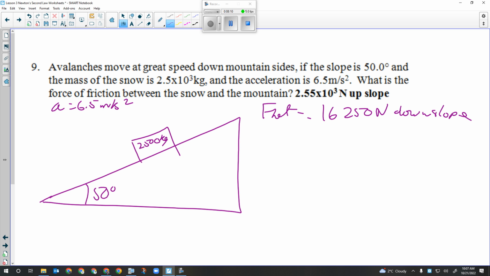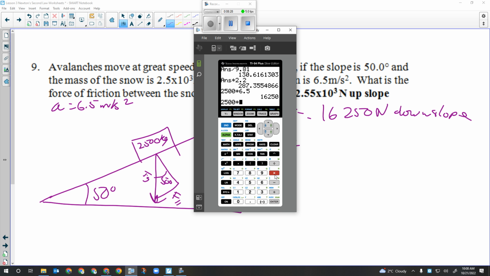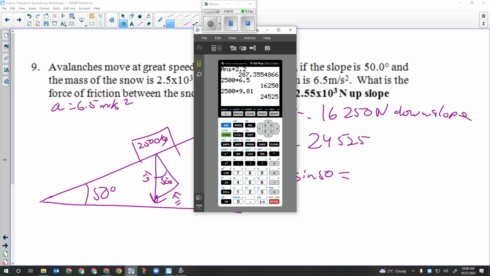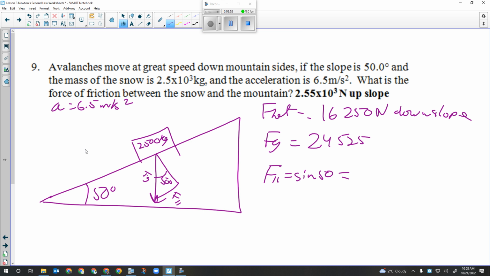And yes, we do have to calculate our force of gravity because obviously we want that whole internal triangle to work for us. So Fg is going to be our 2,500 times 9.81, which is 24,525. Then to get F parallel, I'll go sine of 50 times Fg. So that's 18,787 newtons down the slope.